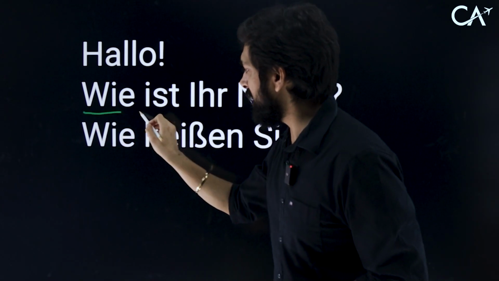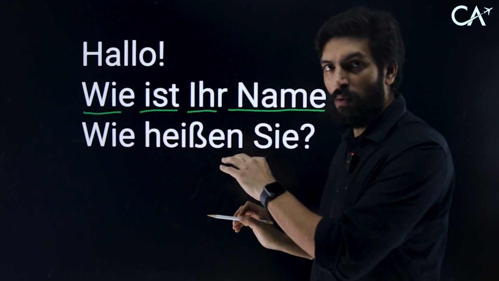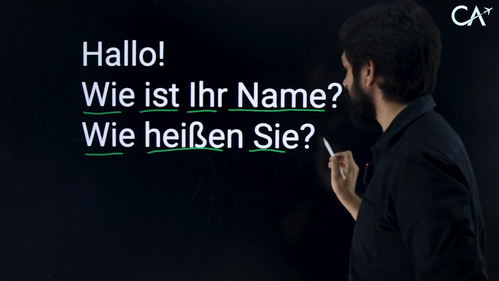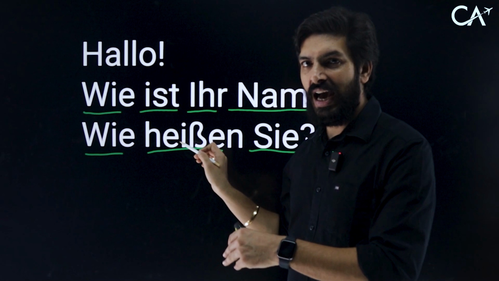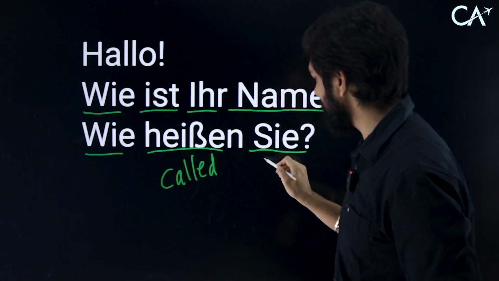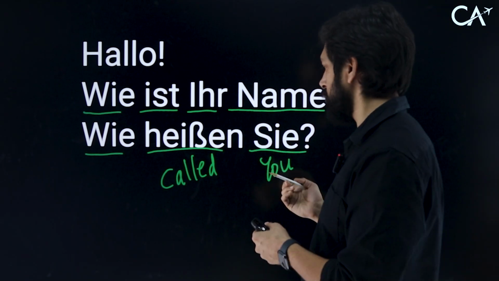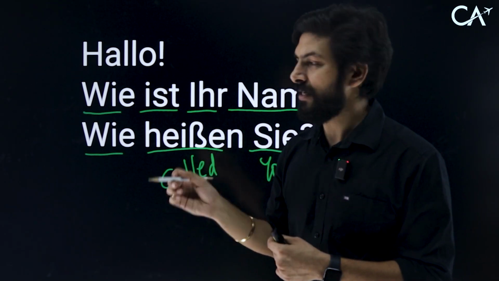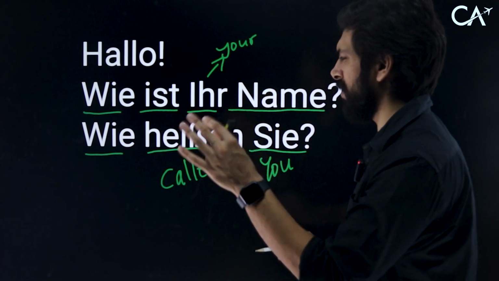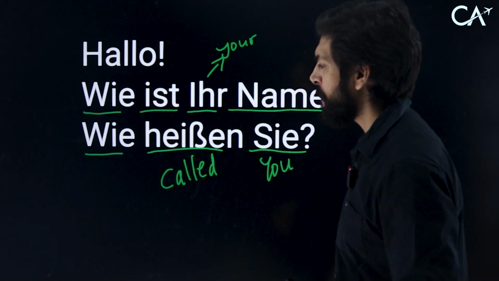Now see, wie ist Ihr Name? How is your name? But the real one that should be used is Wie heißen Sie? Wie is how, heißen is called, and Sie is you. This is a different you, this is your and this is you. Your and you, okay? Remember this. We're not going to have a separate session for words because we'll try to remember them here itself, right? Why have a separate session for vocabulary?